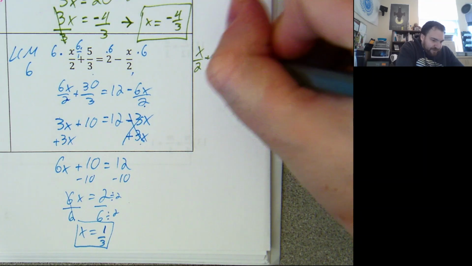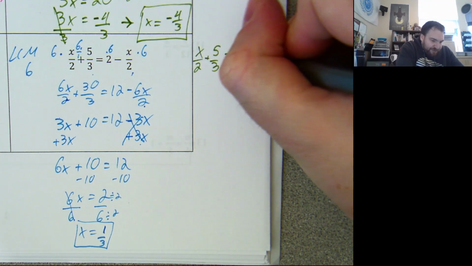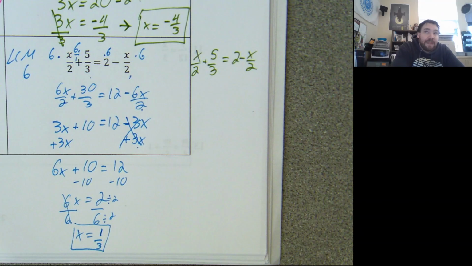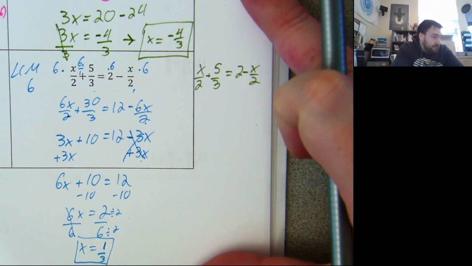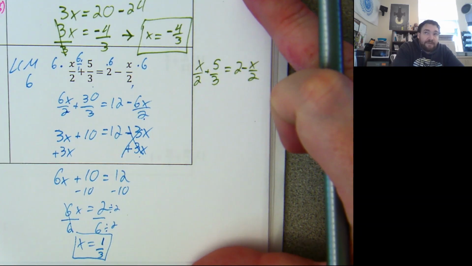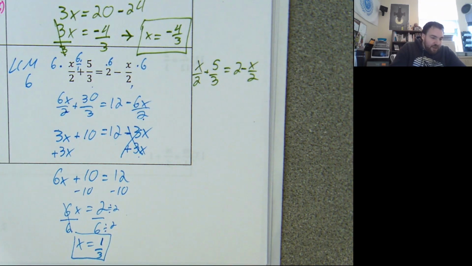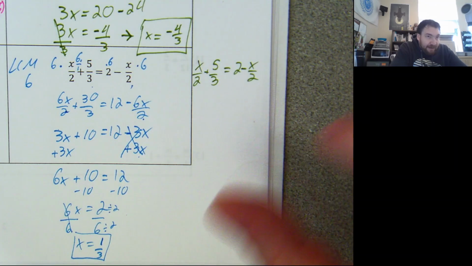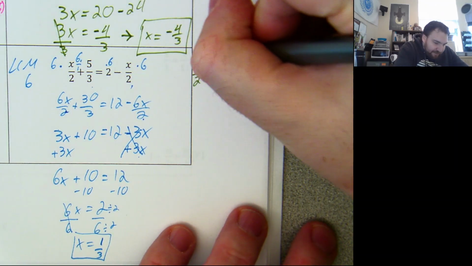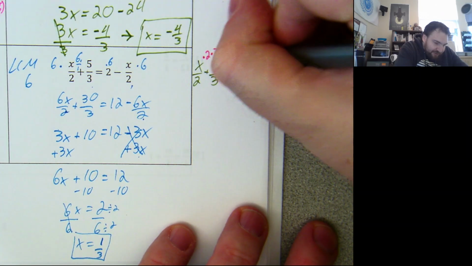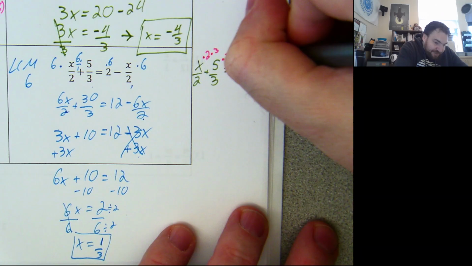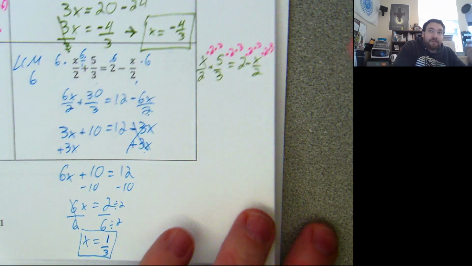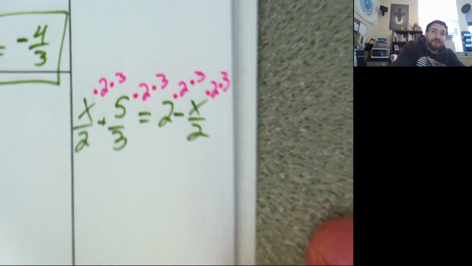X over 2 plus 5 over 3 equals 2 minus x over 2. And instead of multiplying everything by the LCM, I'm going to multiply everything by every denominator. So I need to make sure I do this to every term. I'm going to multiply every term by every denominator. So the first one's going to get multiplied by 2 and 3. The second one's getting multiplied by 2 and 3. The third one's getting multiplied by 2 and 3. And the last one's getting multiplied by 2 and 3. Zoom this in so it's easier for you guys to see what's going on here.